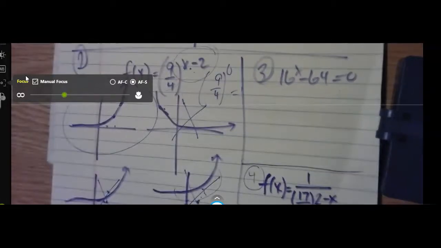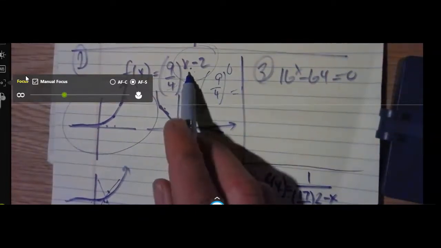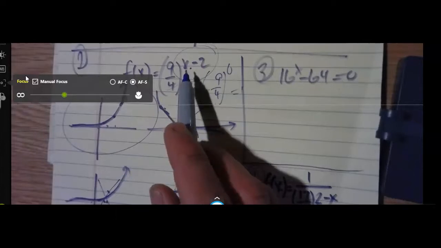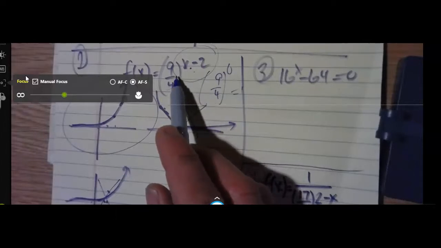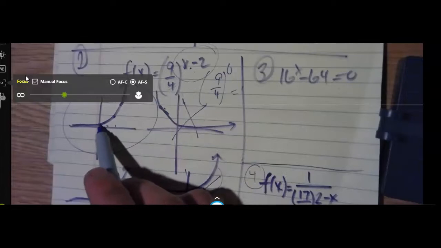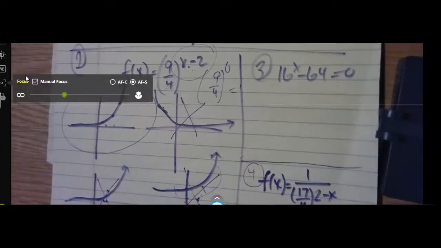What else could you tell? Well, when x is 0, that's way too high. When x is 0, that's way too low. So that one makes sense. It's a little bit above there. When x is 0, this is going to be 9/4 to the negative power, so that's going to be a small positive number. So you know this one's definitely not right because it's too big.